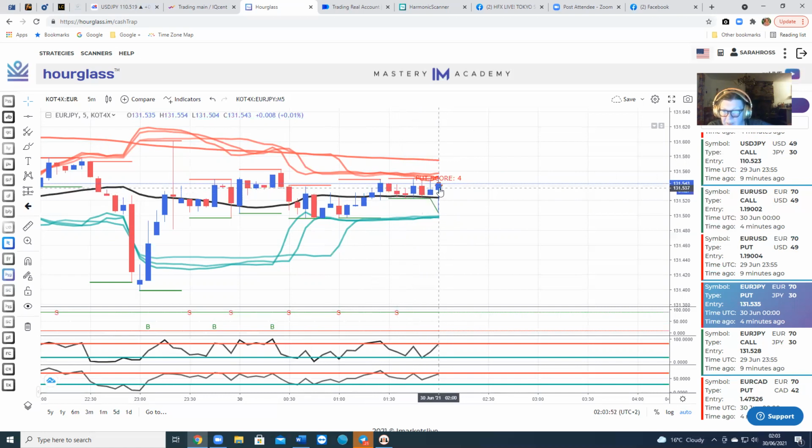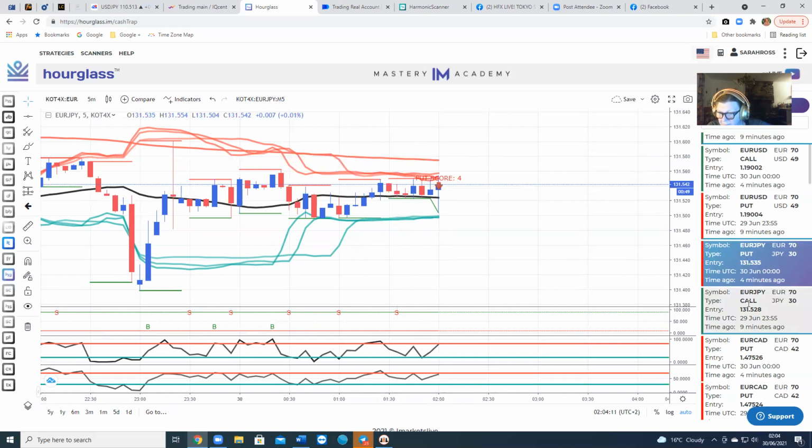So what we want to see is a pullback. It's wicked right down there, and then a call, but it's not. It's in the overbought area, so we want to see a bit more of a pullback if we can. And again, we've got this line above.